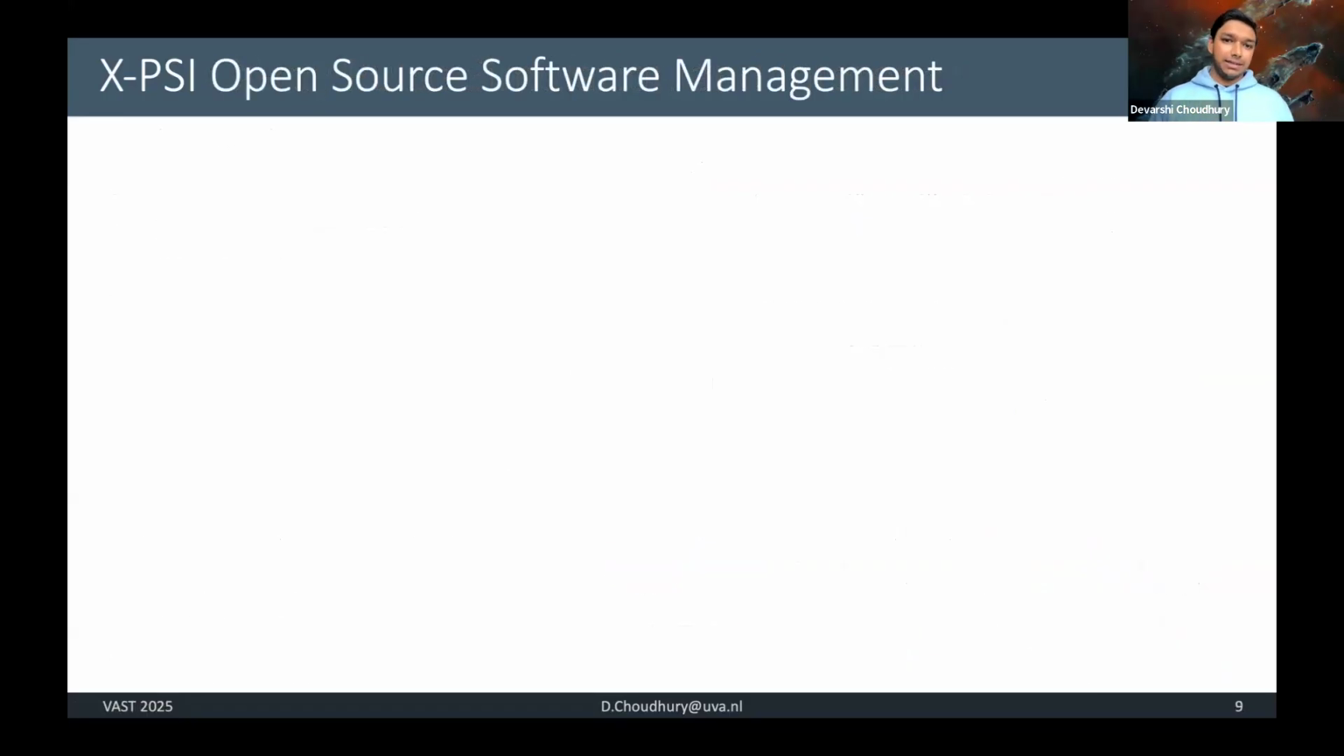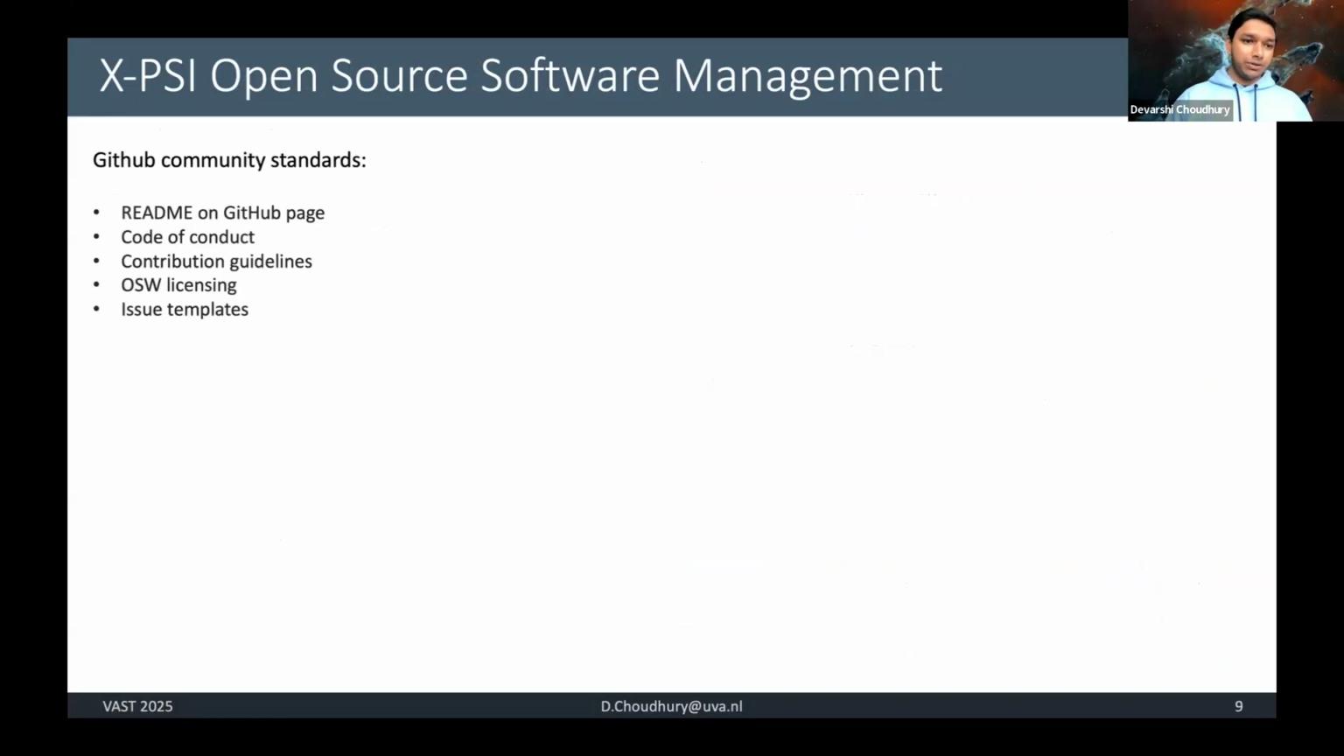Now, before I dive into the design and the functionality of X-PSI, let me briefly take a moment to describe how we handle our open source software management. To start with, we adhere to the GitHub community standards. So we have README pages, full documentation pages, the API documentation. We provide a code of conduct and guidelines for how you would contribute to this code. We have licensed our software and have issue templates for how you could raise a GitHub issue. We still need to develop a template for pull requests.